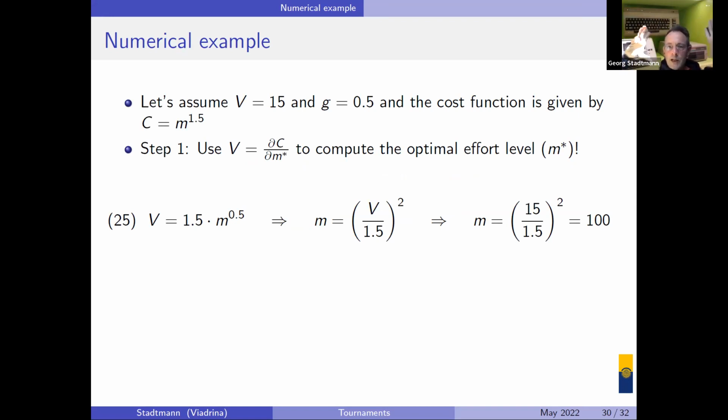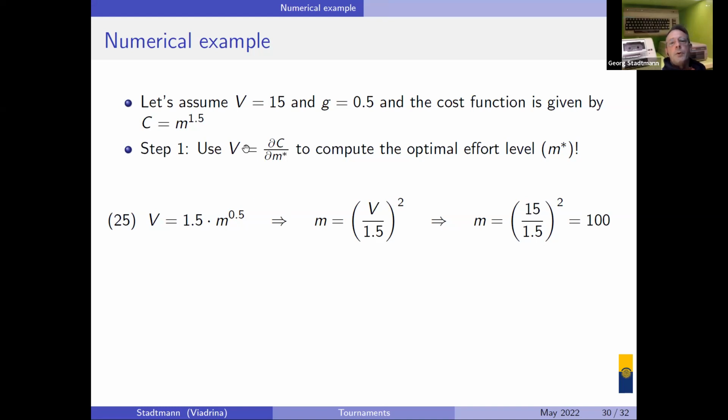So we have talked so much about this probability function. In the end, it is just a number. And the cost function is given by C equal to m to the power of 1.5. So we know already the characteristics of this cost function. So we want to find the optimal structure with respect to W1 and W2. And we also want to know how much effort is exerted, and the whole problem should be solved here.